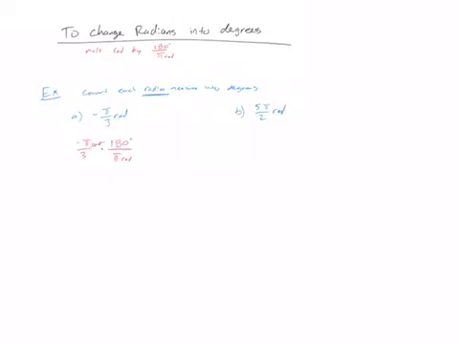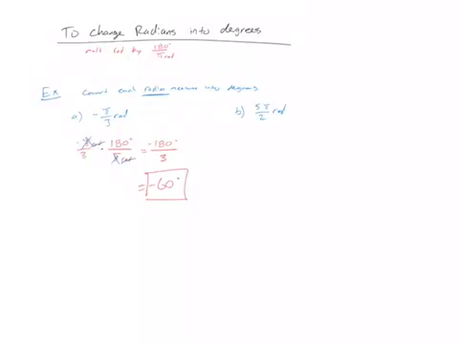Notice here my radian units will reduce, my pi's will reduce, and I'm just going to end up with negative 180 degrees over 3, which of course comes out to be negative 60 degrees. So negative pi over 3 is negative 60 degrees. Or you could say pi over 3 would be 60 degrees. We could also draw that conclusion from there.